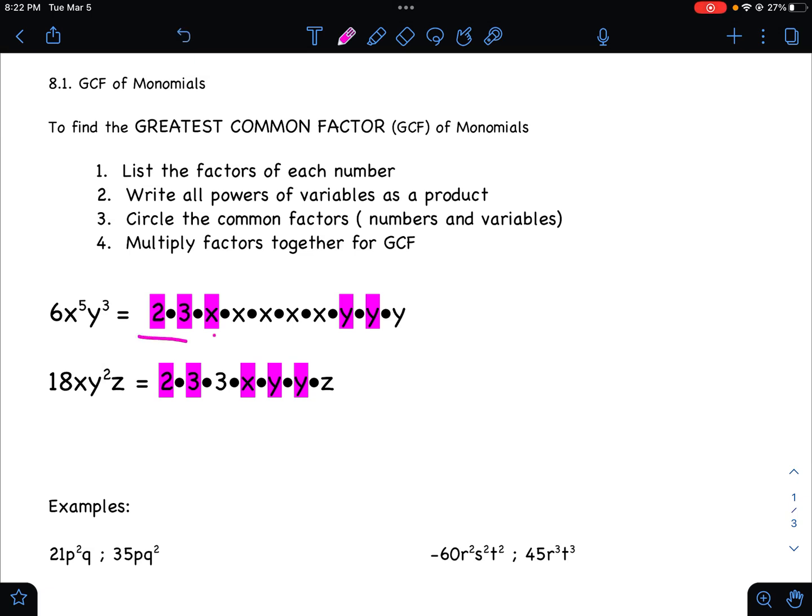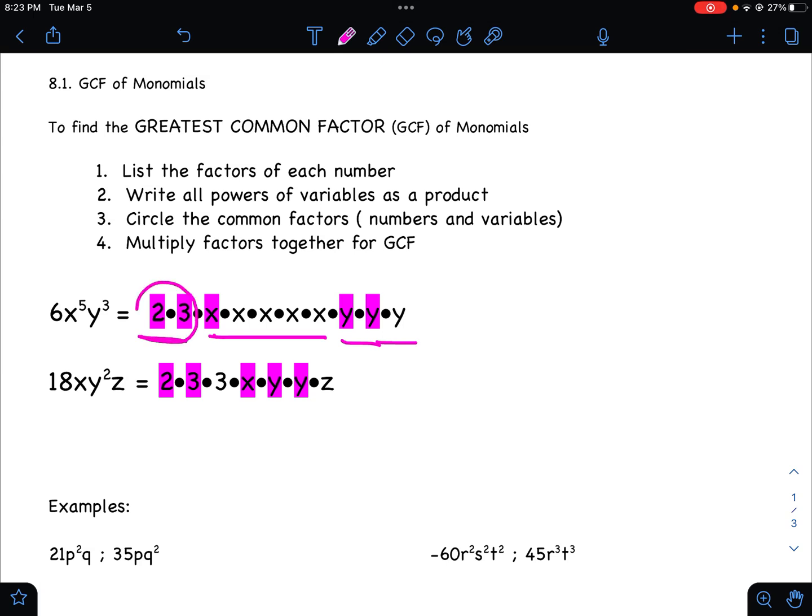So you can see here where we've had 2 times 3, and then we listed out all 5 of the x's, the 2 y's, the 3 y's, which is what we have. We've done the same thing for 2 times 3 times 3 is 18, and then 1 x, 2 y's, and a z. And so you can see how I've highlighted them in pink.